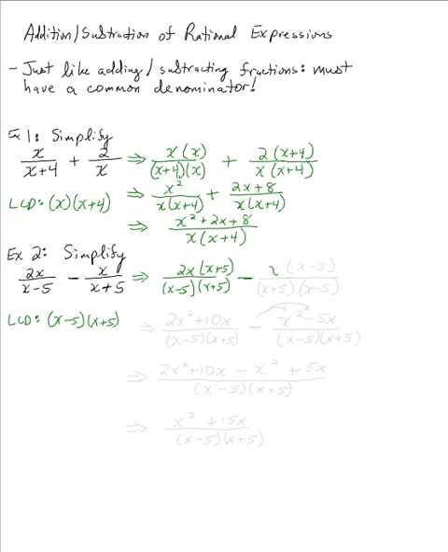Minus, we have the x over x plus 5. This fraction is missing the factor, the denominator is missing the factor of x minus 5. So we multiply both numerator and denominator by x minus 5.